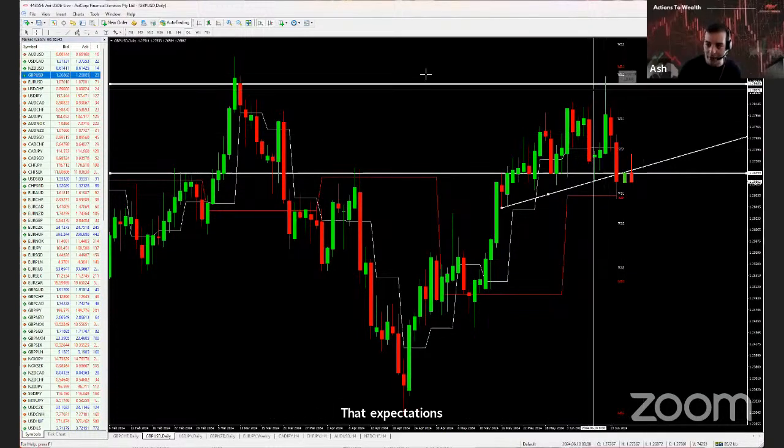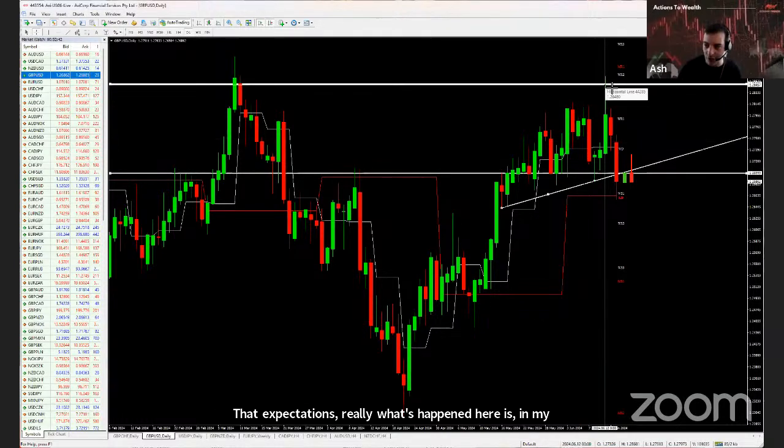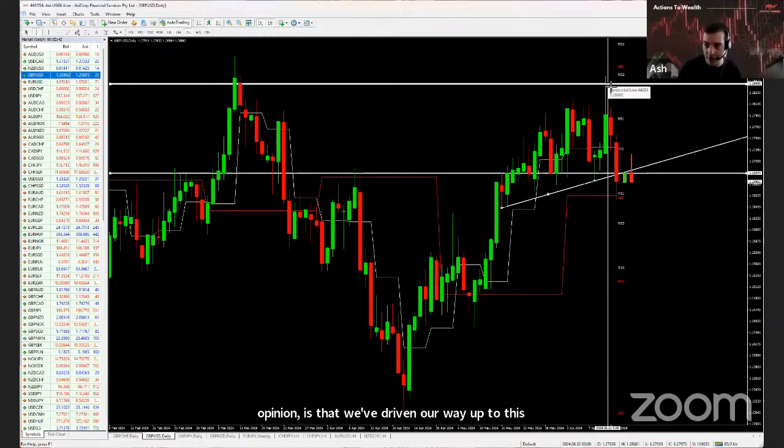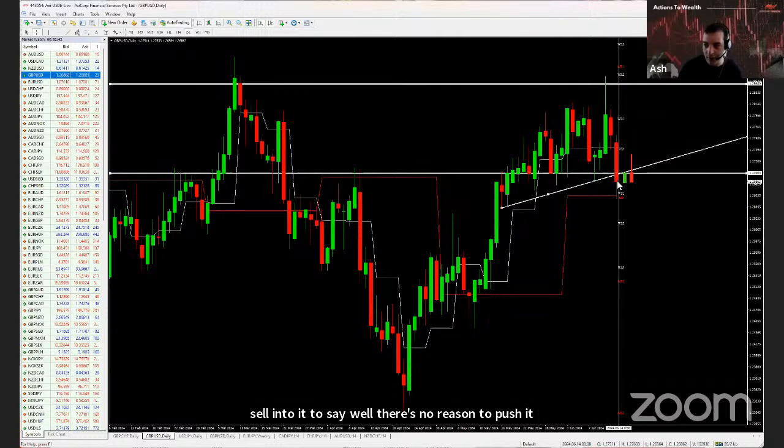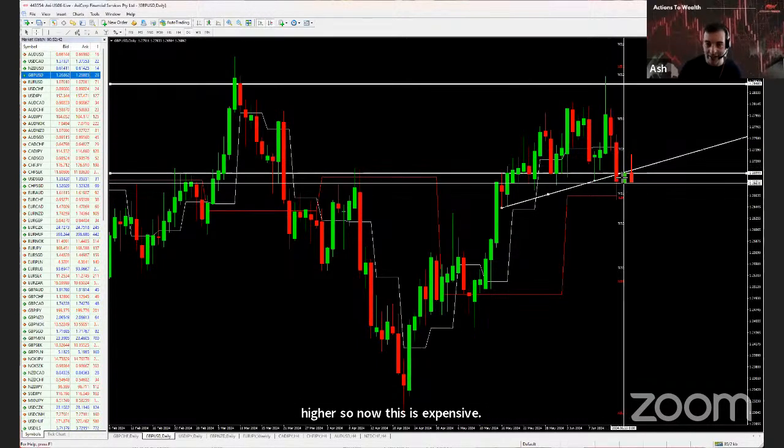Really, what's happened here, in my opinion, is that we've driven our way up to this resistance zone, and everybody's gone, but hold on, we haven't got the CPI data out yet. So they've started to sell into it to say, well, there's no reason to push it higher. So now this is expensive. They've sold it off, and they are now waiting for that data.